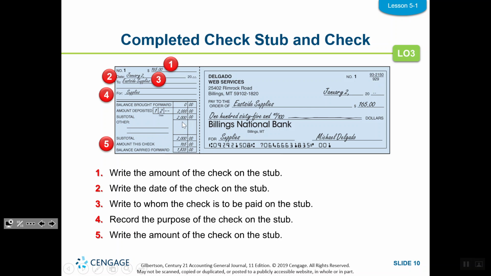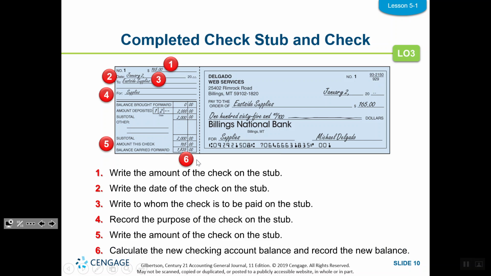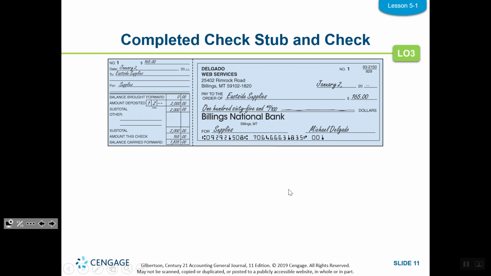Then I come down here. Here I brought this subtotal down to this subtotal line. Amount of this check, I write this amount again here, 165. Then I calculate the new balance. Since I wrote a check, I need to subtract. Once I have the stub done, then I can move over to write the check.